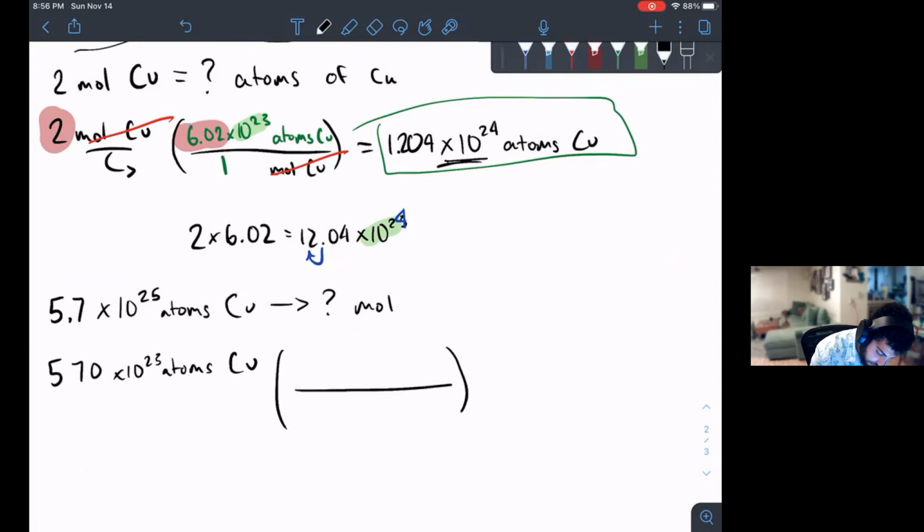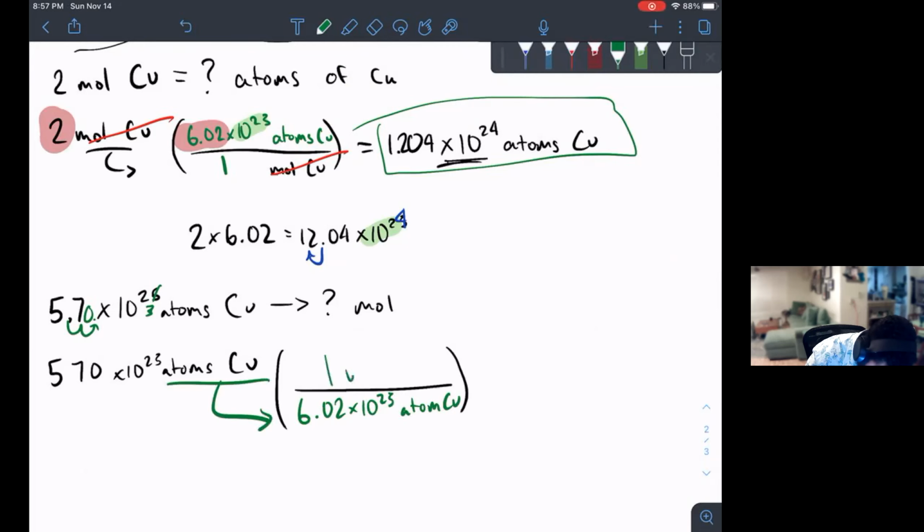So what I did there, just so I don't lose anyone, is I moved the decimal 2 spaces over, and then dropped the exponent down to a 3, because if I move 2 spaces over, then I have to drop that down 2 numbers, from 25 to 23. And I'm going to go ahead and use my conversion, 6.02 times 10 to the 23rd atoms Cu. You'll notice the unit was dropped like it's hot, and 1 mole on the top.